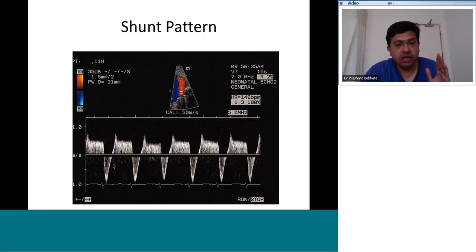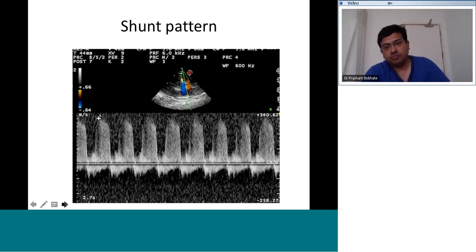Even if this PDA is big, this PDA is helping the child. Your problem is pulmonary hypertension and not PDA. So you have to treat the pulmonary hypertension, and we'll see the PDA flow change with the change in the pulmonary hypertension. So if you see this kind of flow, never ever think of closing this PDA. What about this?